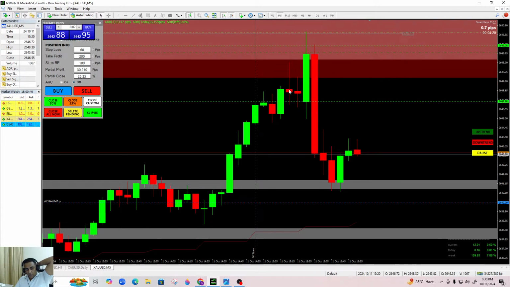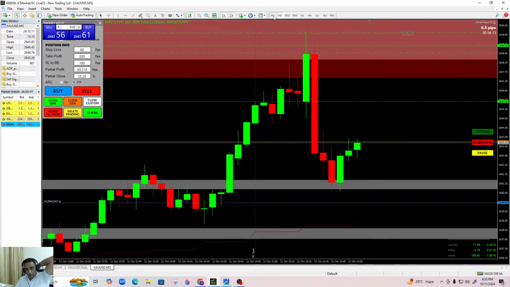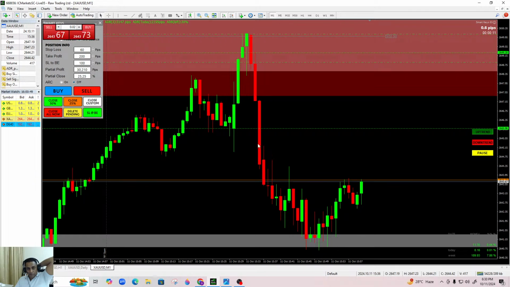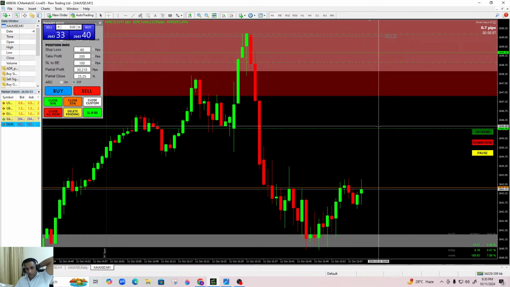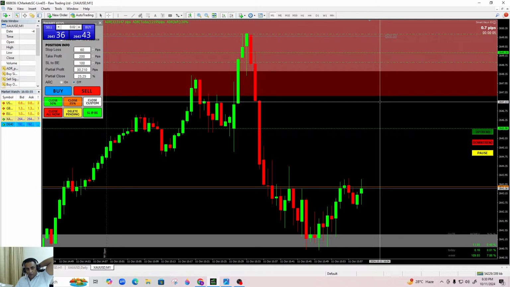But there is supply here, so price could come up to test this area. If you look on the 5-minute, there is clear supply there. There is a rally, base candles, and a drop. If you go down to the 1-minute, you'll see the same structure. So price can come up here, even here, and then drop or continue higher.